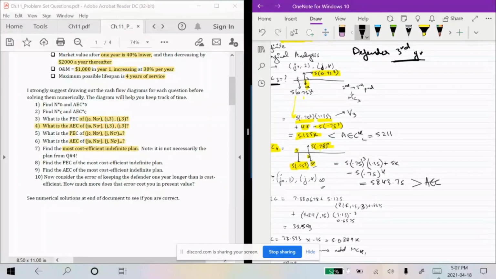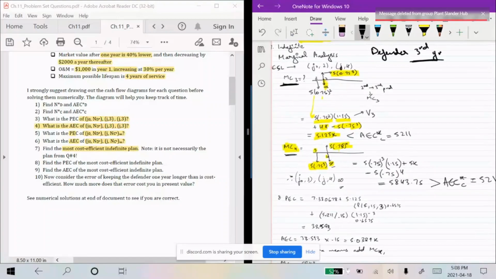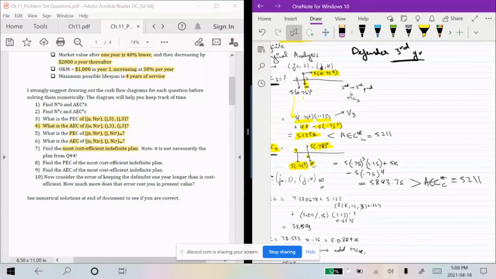Now again, you compare it with the AEC of the challenger. This time, it's greater than the AEC of the challenger, which was 5211, right? It's greater than the AEC of the challenger, so that means it costs us more to keep the defender in the fourth period, because this is MC4, than to use the challenger in the fourth period. So we use the defender for 3 periods and then sell it off, because in the fourth period it's costing us a lot. So you sell it off at the end of the third period and you buy the challenger instead.